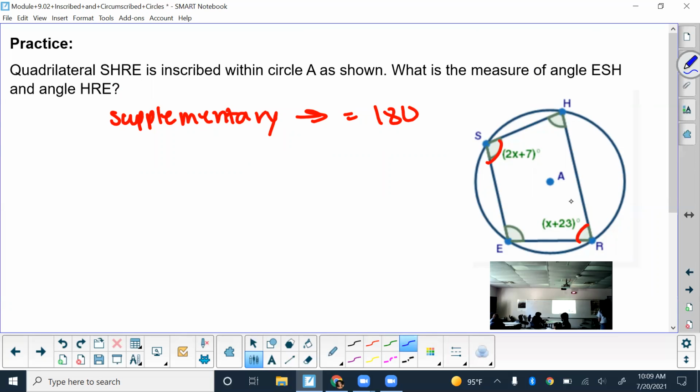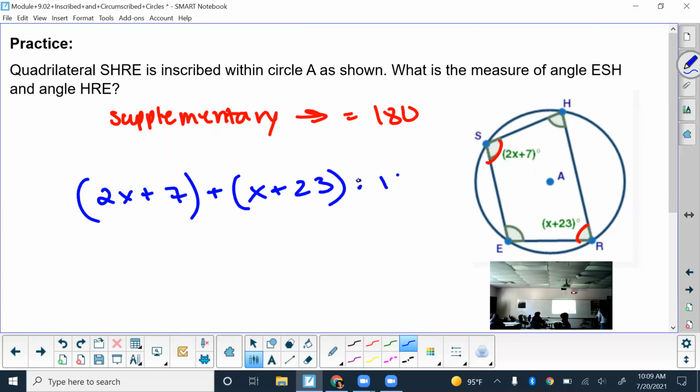So I could take what this angle equals, which is 2x plus 7. I could put it in parentheses. So I'm plugging it in, adding it to the other angle, x plus 23. I know it'll equal 180. You'll see the parentheses go away in the next step because there's nothing I can simplify inside them. I can distribute a positive 1, but that doesn't change anything. So I have 2x plus 7 plus x plus 23 equal to 180.